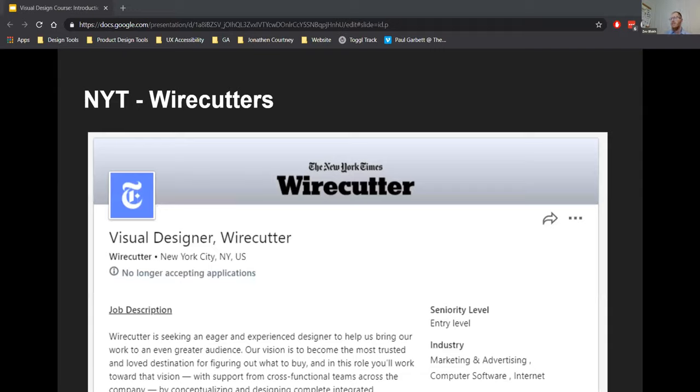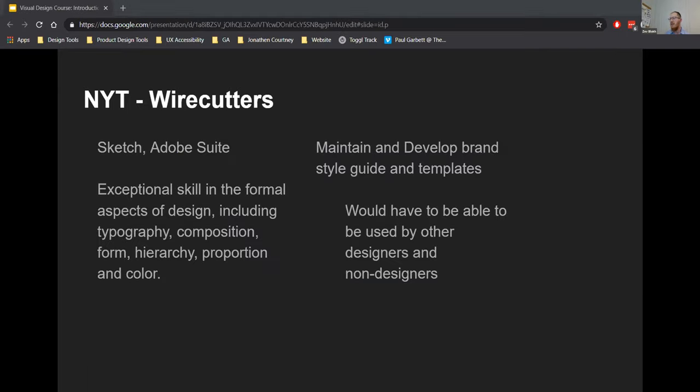And finally, this is the New York Times. Wirecutter is a sub company of the New York Times that does product reviews. And the software they ask you to know is Sketch, Adobe Creative Suite, we mentioned that before, and exceptional skills in the formal aspects of design, including typography, composition, form, hierarchy, proportion, and color. And they need you to be able to maintain and develop brand style guides and templates to the point that they can be used by designers and non-designers alike. So again, there's this emphasis on being able to understand and build sophisticated brand systems.